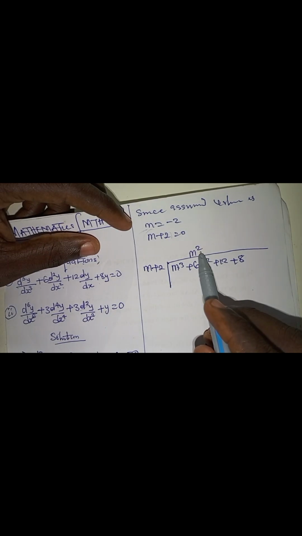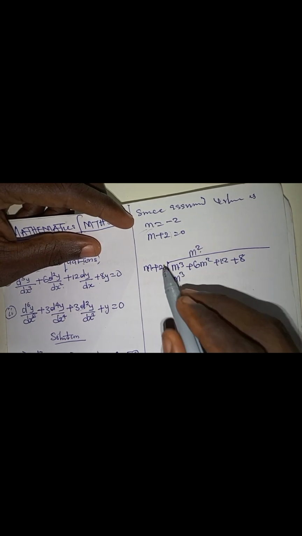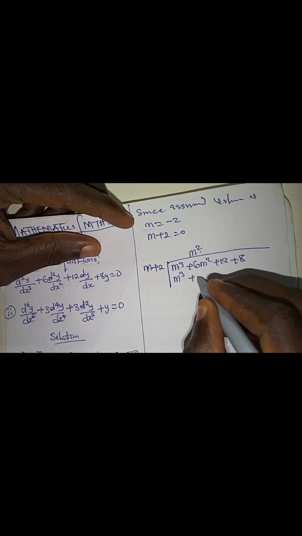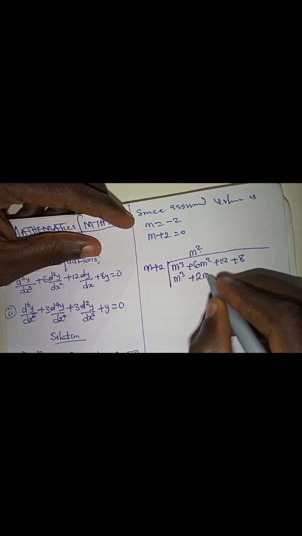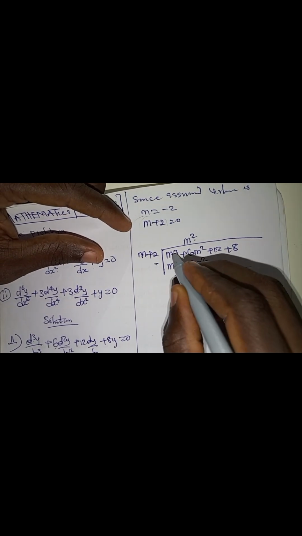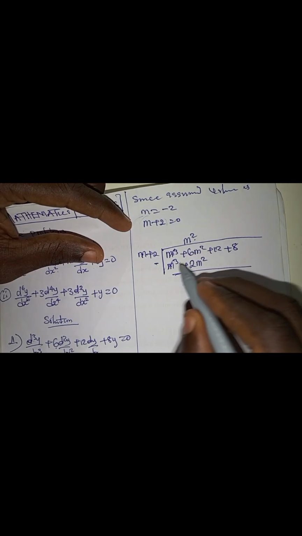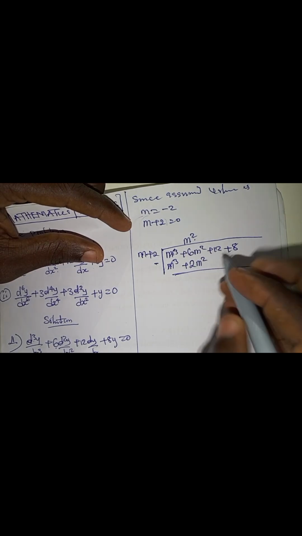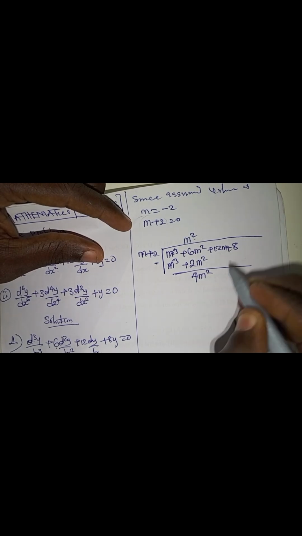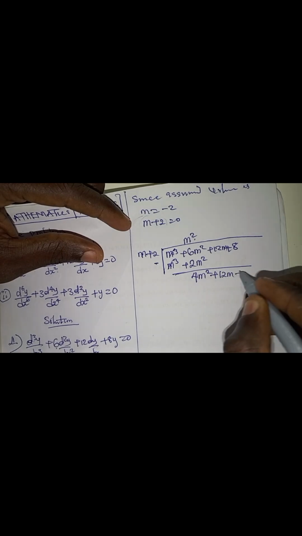So I'll use m squared to multiply this again. This times this now gives me m cubed. Then 2 times this gives me plus 2m squared. So this is what I have. Then I'm going to subtract. This minus this here will give me 0. So plus 6 minus 2 here is going to give me 4m squared. So I'll have to repeat all these values. This is going to give me plus 12m plus 8.